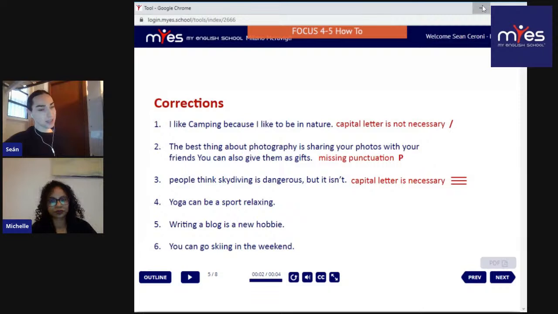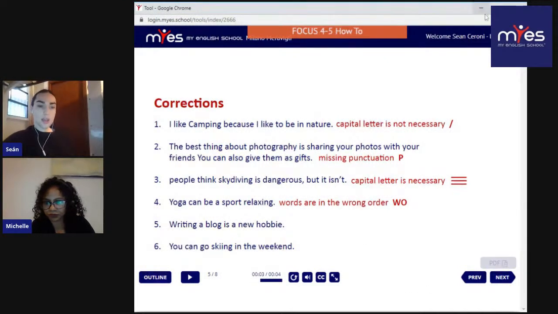So, "yoga can be a sport relaxing." Now, this is a common error for Italian speakers because of the difference in word order in English and Italian. So, in English, relaxing, a describing word, an adjective, has to come before the noun, a relaxing sport. The word order is incorrect. That's the issue here. So yoga can be a relaxing sport.